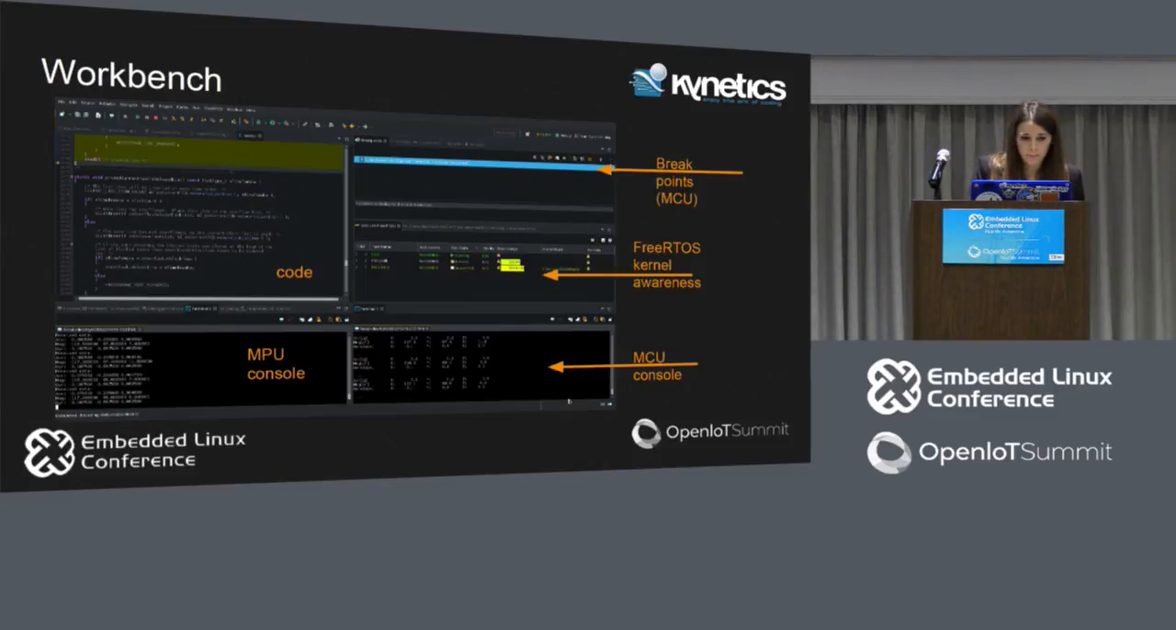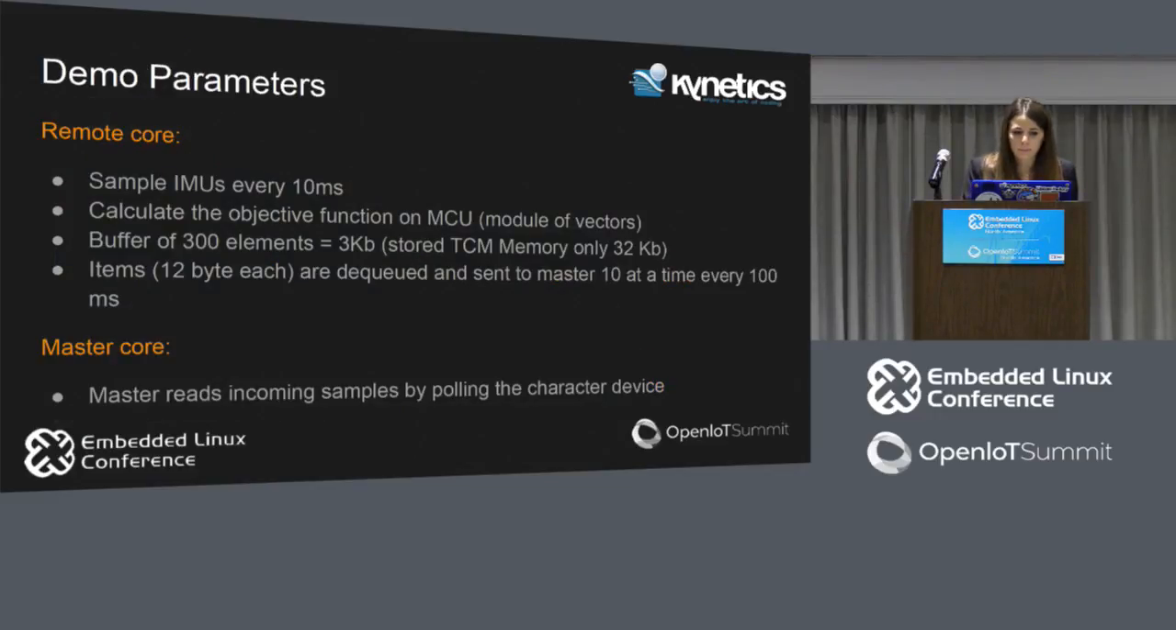So after you set up your plain Eclipse IDE, it should look like this. You have, of course, the classic breakpoints view. Right now, I have only one breakpoint in the MCU, but of course, you can have multiple breakpoints on the MPU as well. You have your FreeRTOS kernel awareness plugin for debugging the tasks. And then, of course, you have consoles for debugging both the Cortex-M4 and the Cortex-A7 simultaneously.